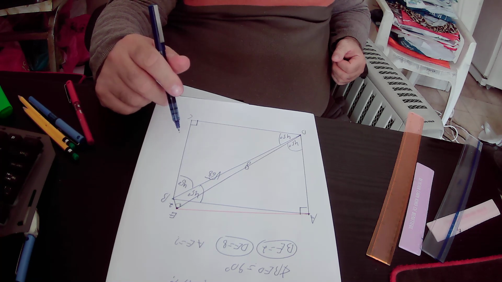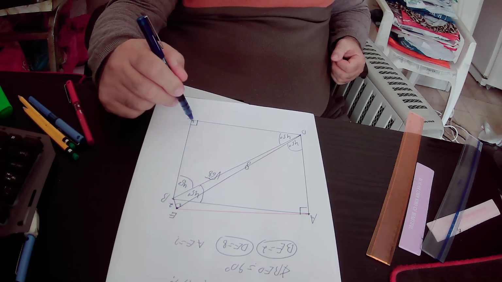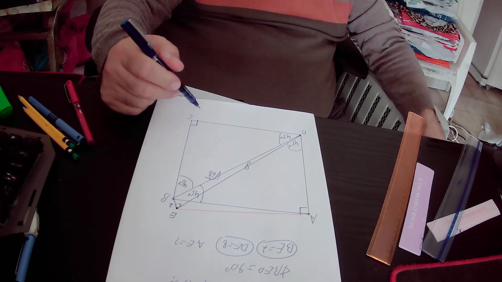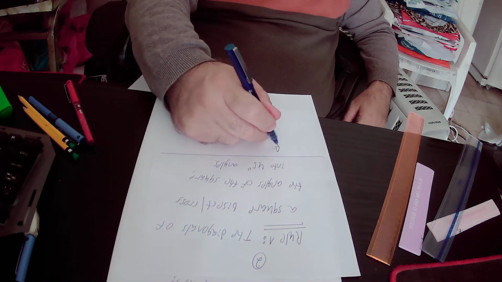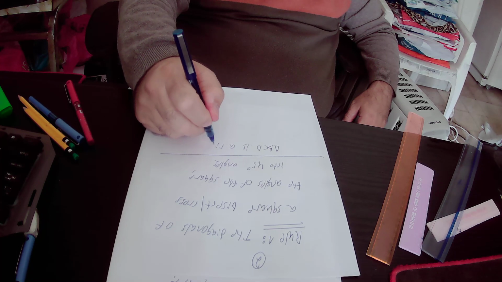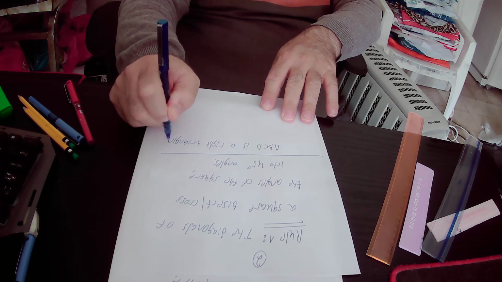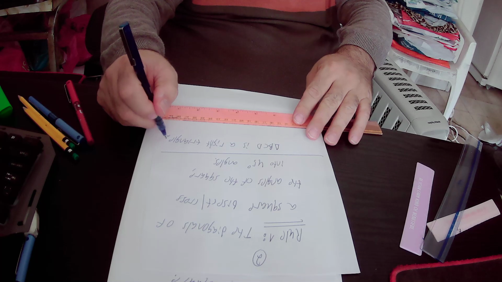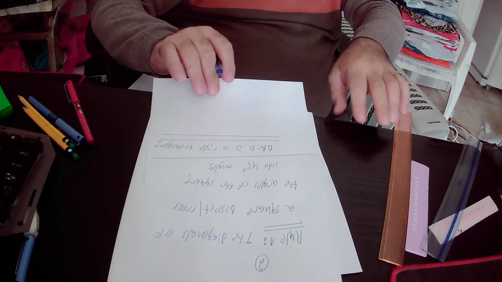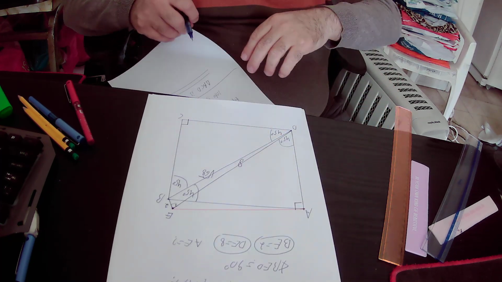So we know that triangle BCD is a right triangle because this angle equals 90 degrees. So triangle BCD is a right triangle.